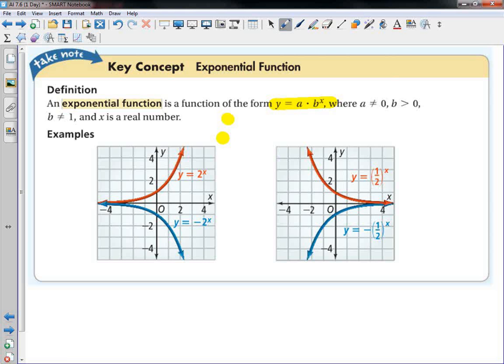So when I look at this one here, the a value would be 1, the b value would be 2, and then the x would be x. Here, the a value is -1, the b value is 2, and the x is still x. And over here, same thing. The only difference is the b value is 1/2, and the one that's pointing upwards is an a value of 1. The one pointing downwards is an a value of -1. Well, let's try some of these, see if we can get the hang of it.